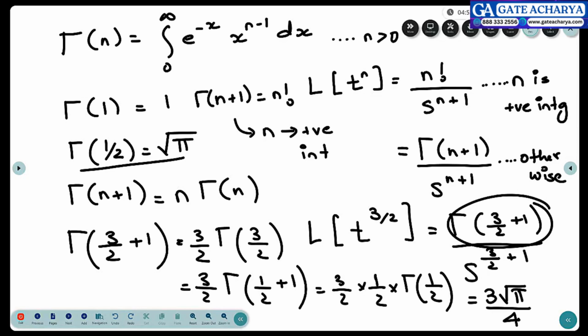This was asked once in the GATE examination. I don't remember if it's for EC or electrical, but for you people it was asked. So this is how it works out with the gamma function. Is it clear? Next. So you understood what the gamma function is, right? Now, beta function. Beta function.